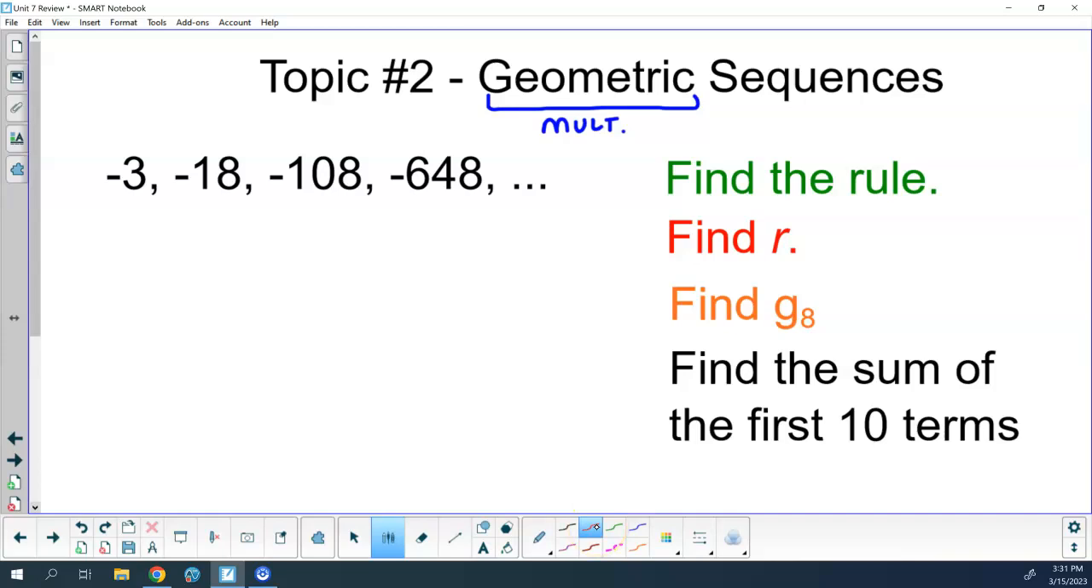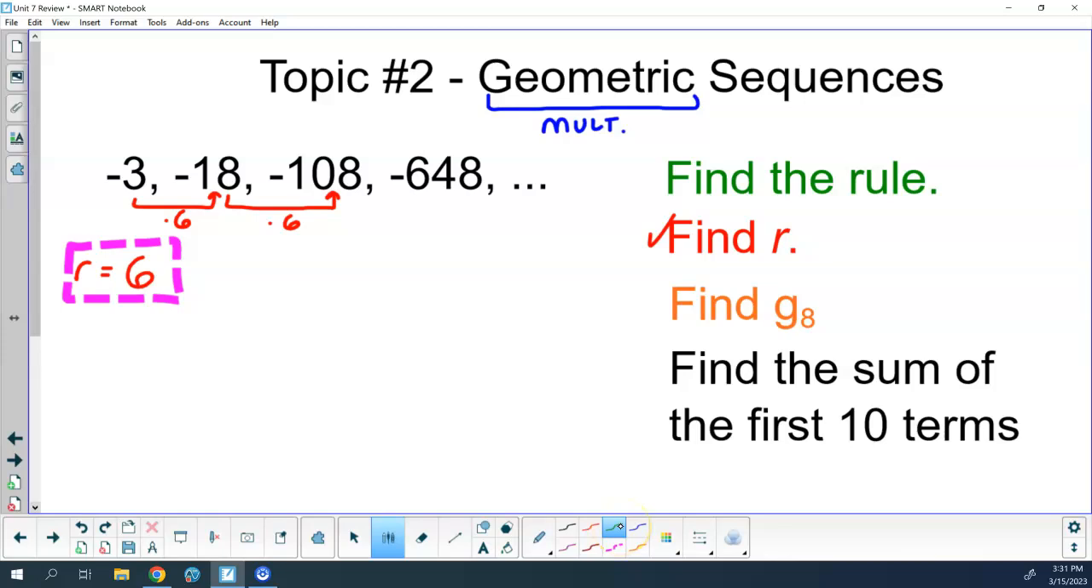So let's start by finding r. What do I multiply to get this one? Well, that would be multiplying by 6. So then I check it. Negative 18 times 6 is negative 108. So 6 is my r value, what I multiply by to get the next term.